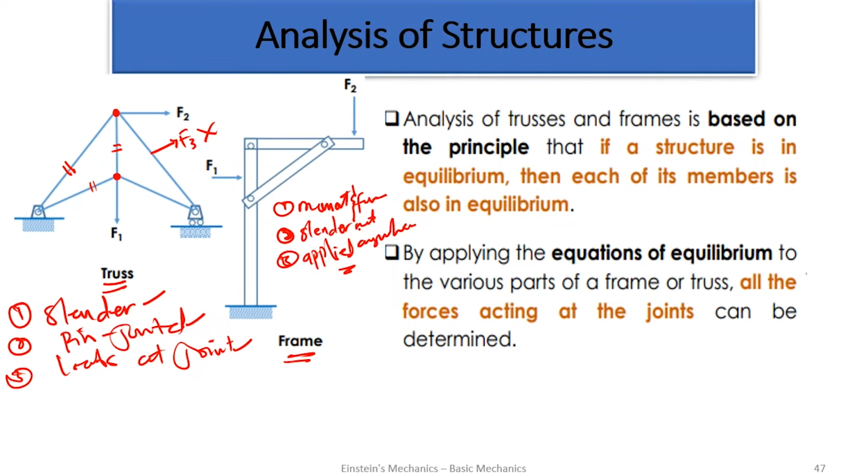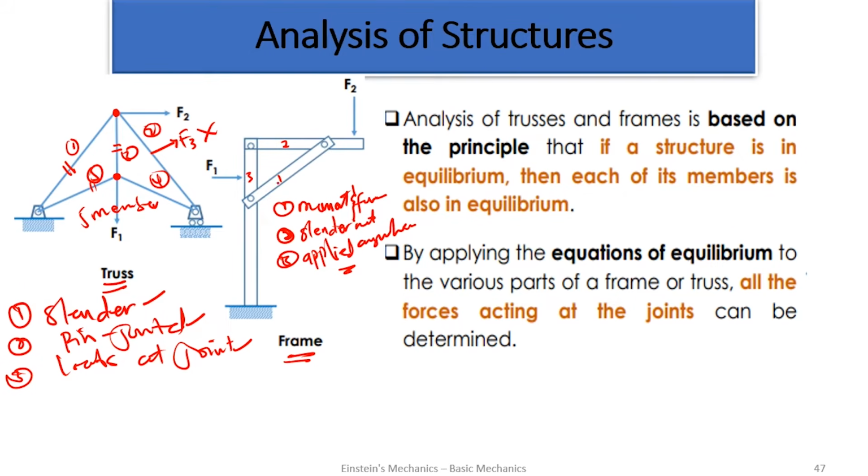Members are not slender. Their sizes are bigger as compared to trusses. Let's look at the members. This is member 1, this is member 2, this is member 3. Remember, this truss has 1 member, 2, 3, 4, and 5. So 5 members here. Are we good? And this frame has 3 members.